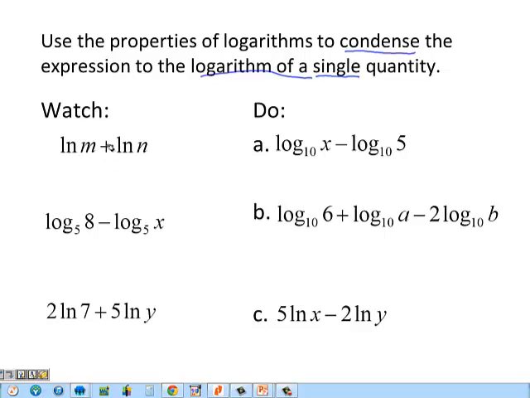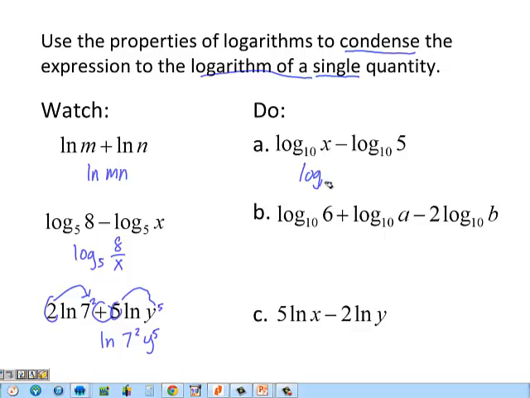So this is addition, so I'm going to combine it with a multiplication. Log base 5, and since this is subtraction, this will be division. And I'm going to move the exponent onto the 7 and the exponent on there, and since this is addition, I'm going to multiply. So this is the natural log of 7 squared y to the 5th. Okay, you do these three and then check your work.